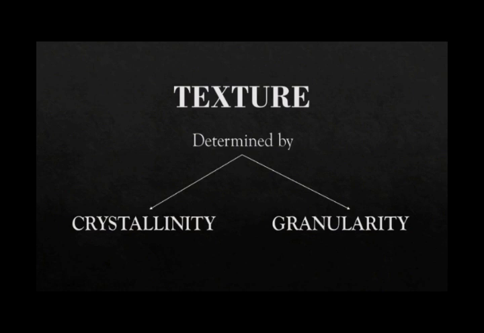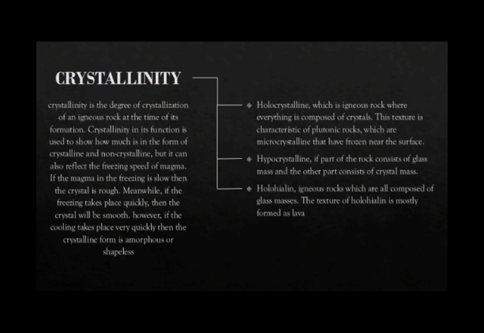Okay, now I'm going to discuss the texture and the structure of igneous rock. First is the texture. Texture is generally determined by several important things, namely crystallinity and granularity. First is crystallinity. Crystallinity is the degree of crystallization of an igneous rock at the time of its formation. It is used to show how much of the rock is crystalline or non-crystalline, but it can also reflect the freezing speed of magma.